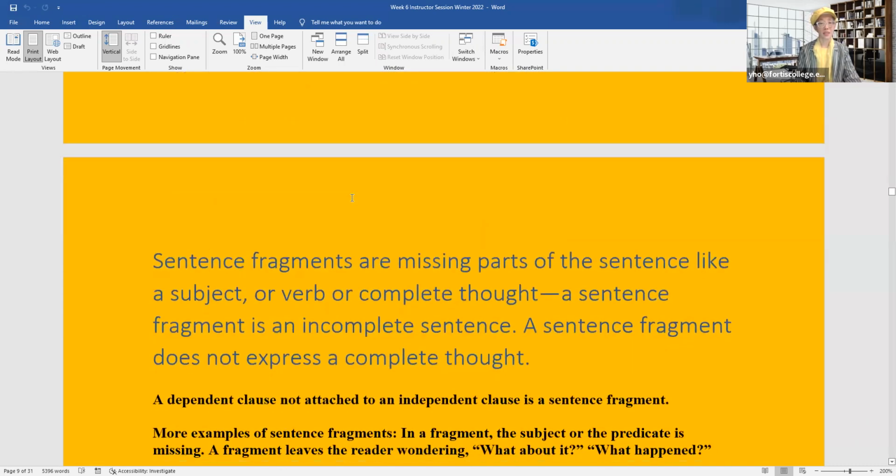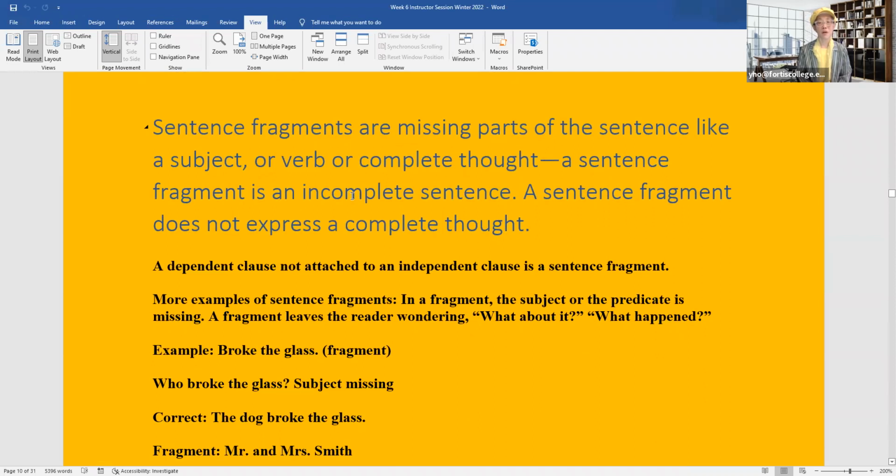Sentence fragments. Sentence fragments are missing parts of the sentence, like a subject, verb, or complete thought. A sentence fragment is an incomplete thought. A sentence fragment does not express a complete thought. A dependent clause not attached to an independent clause is a sentence fragment. More examples of sentence fragments: in a fragment, the subject or the predicate is missing. And so when you have something missing from your sentence, that's why it's called a fragment of a sentence, because it's only part of the sentence.